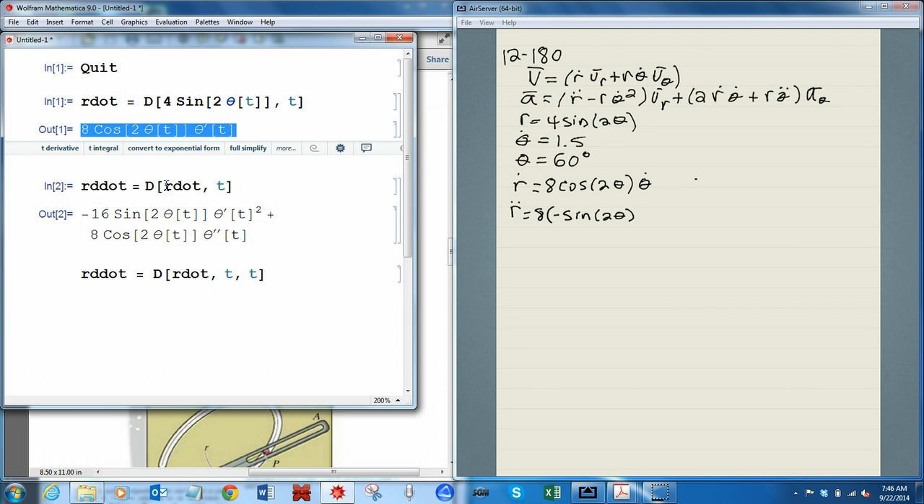Okay, now you take the derivative of what's inside, right? Times the derivative of 2 theta, that's 2. Now what? Why theta dot? It's the chain rule, right?